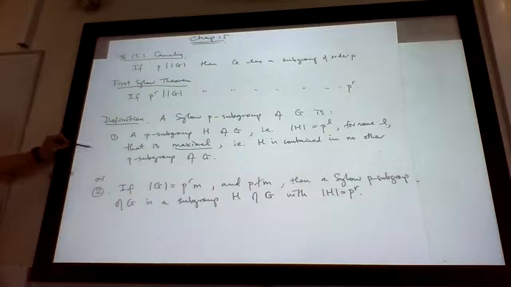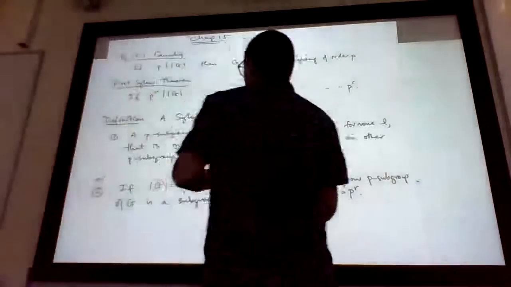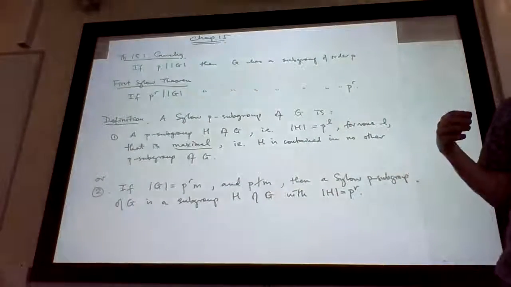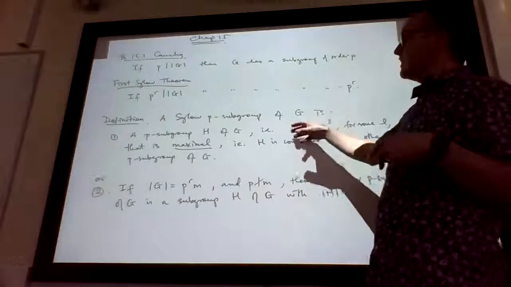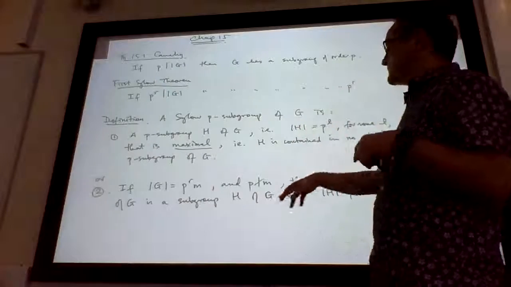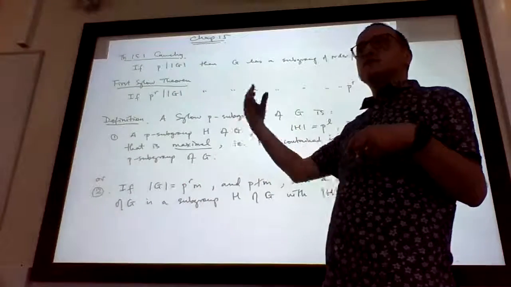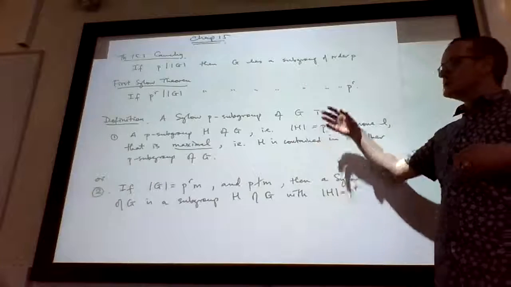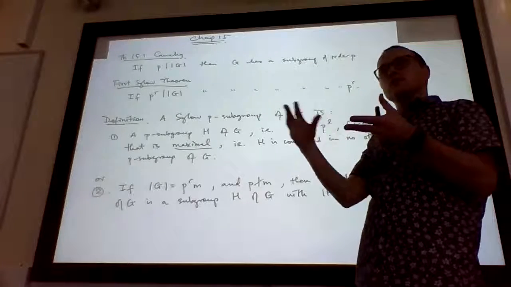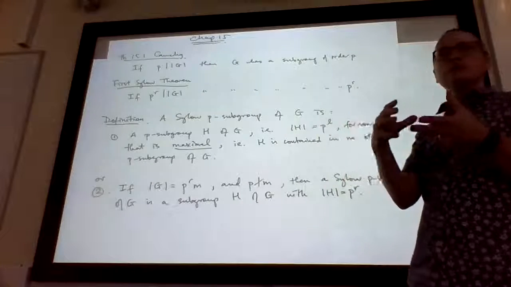Whereas what definition 1 leaves open at first glance is that there could be Sylow P subgroups of different sizes. Okay. So some Sylow P subgroups might have size P to the R, the largest power of P within the size of G, whereas other ones might have a slightly smaller size, a lower power of P.